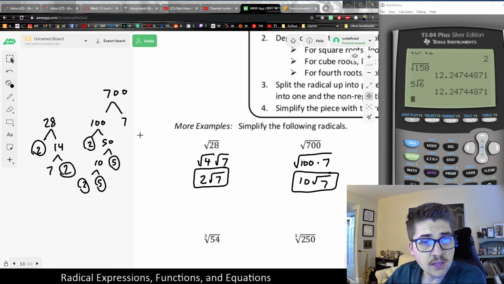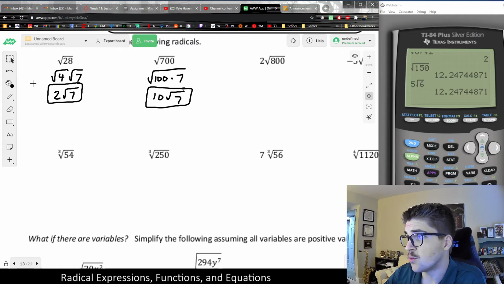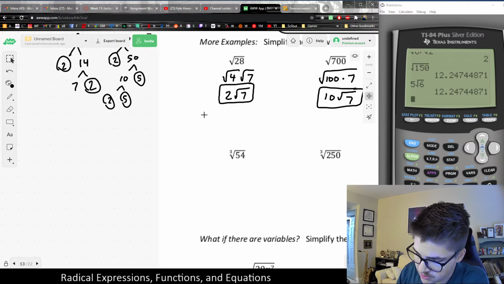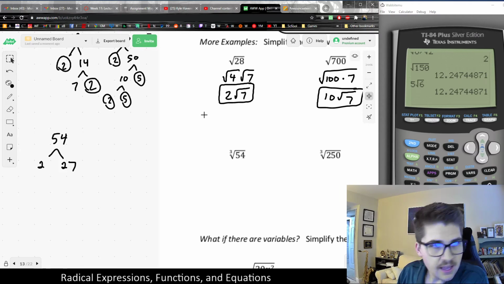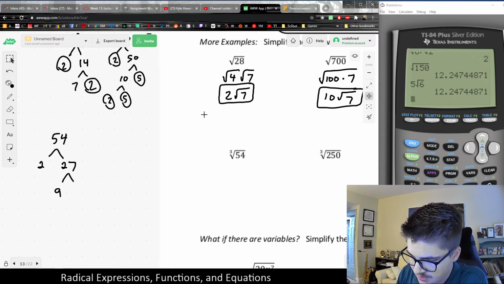Now let's try doing it for higher index numbers, such as cube roots or fourth roots. Say, for example, I wanted to do the cube root of 54. Again, I could start with a factor tree, where 54 is 2 times 27. At this point, I could recognize that 27 is a perfect cube. It is 3 cubed. But I could always keep going. That's 9 times 3, and 9 is 3 times 3.